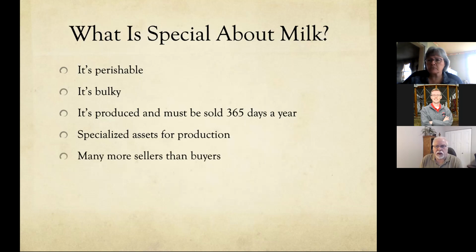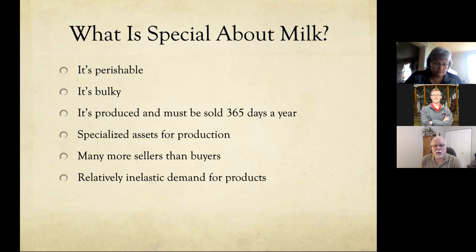We also have many more sellers, meaning dairy farms, than we have buyers, meaning plants. And we have a relatively inelastic demand for dairy products. That's a fancy economist term that basically means we can change the price a lot relative to the amount of milk that is being sold. So if something changes the demand for milk, or even the supply of milk, by 1 to 2%, we can have tremendous volatility in prices based on pretty small differences out there.